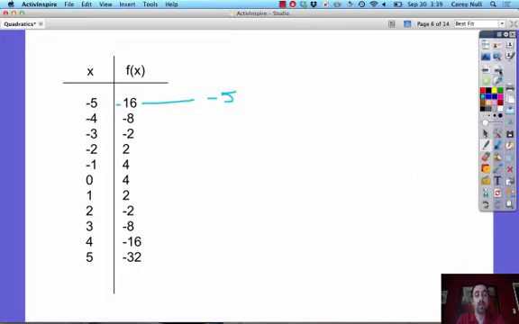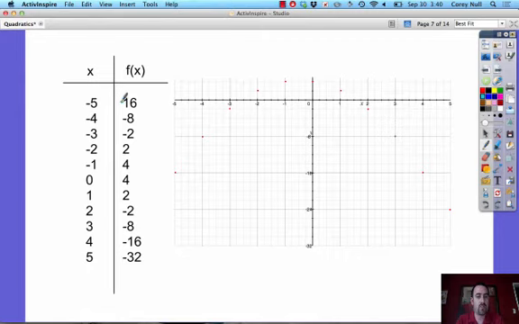The next step is to set up our axes so we include all the values. So my x's should go from negative 5 to 5 at least, and my y's should go at least from negative 32 up to 4. Now I usually try to go a little bit lower and a little bit higher, so negative 33 to 5, something like that. So here is my axis. It goes from negative 32 to 5 and negative 5 to 5.